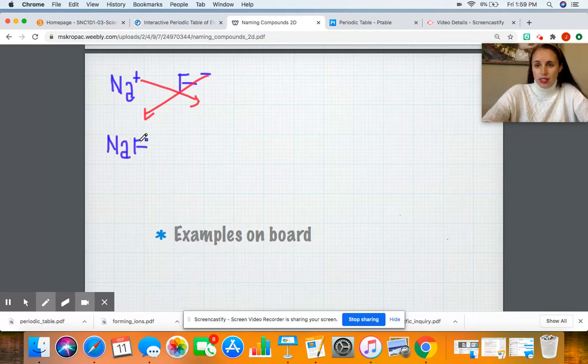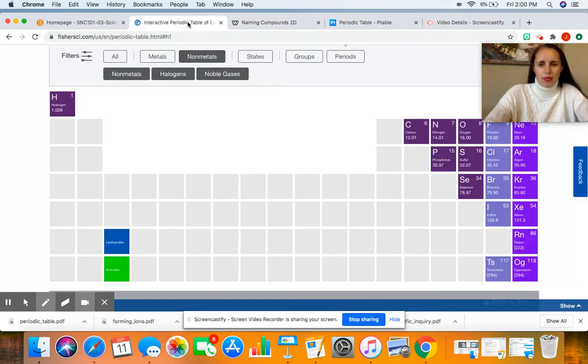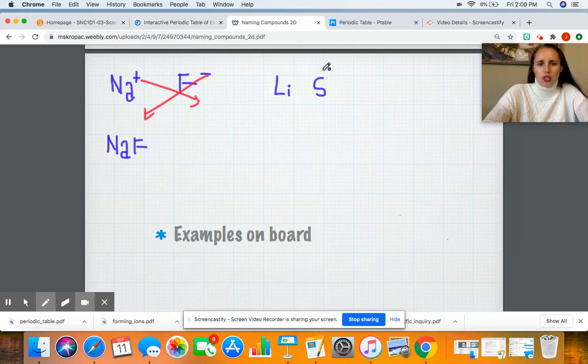Not too bad. So let's look at one that's a little bit more complicated. Let's look at lithium. And let's look at sulfur. So again, I'm going to make sure I have a metal and a non-metal, and I'm also going to check the charges on the periodic table. So let's start with my non-metals this time. I see sulfur. Sulfur's in group 16, so that means it's got a charge of -2.